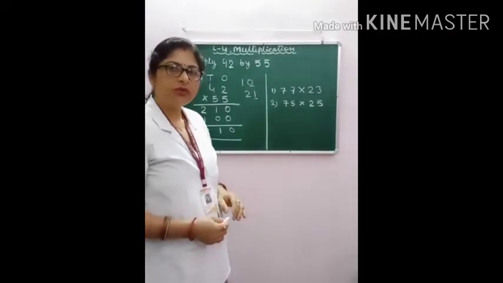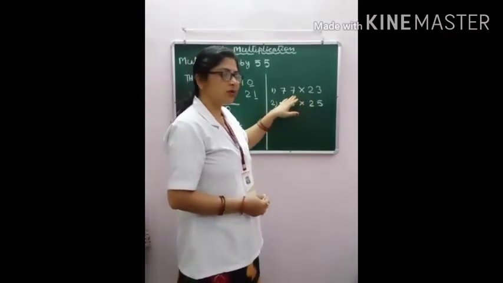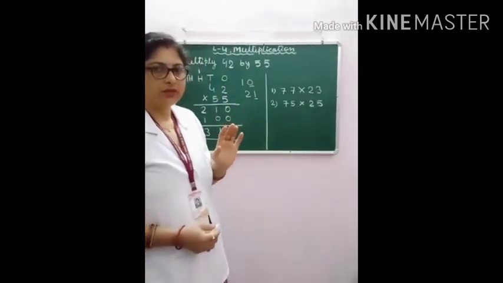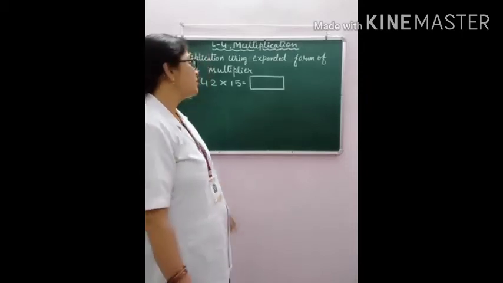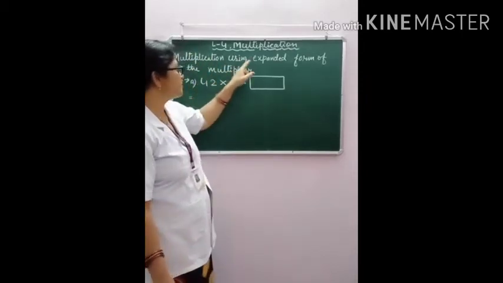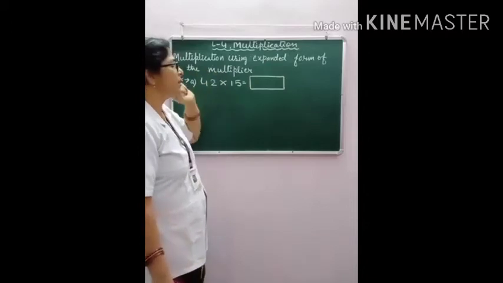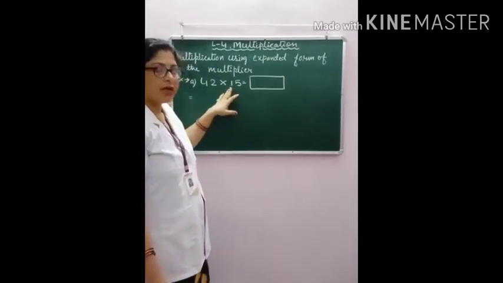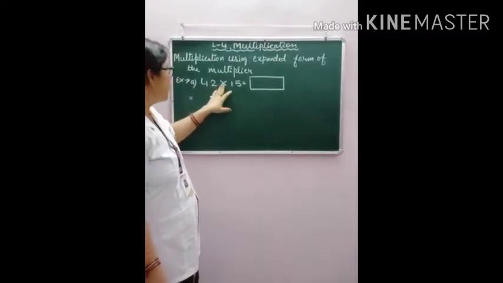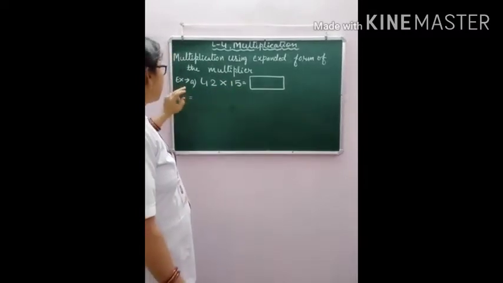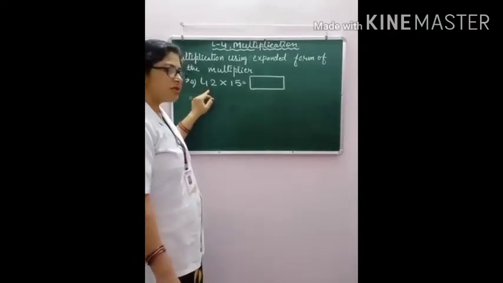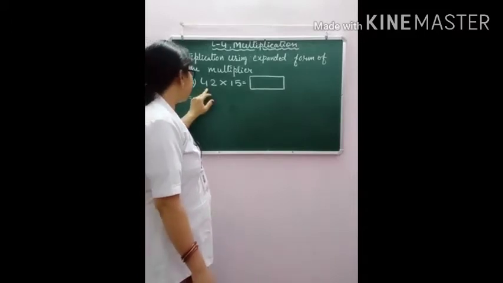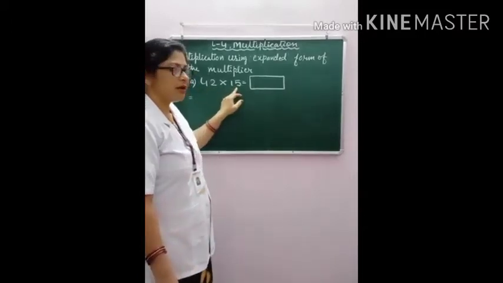Children, what you have to do? You have to arrange these numbers according to their places first. Then after, you have to multiply the numbers. Children, our next topic is to do multiplication using the expanded form of the multiplier. Look, I have already written here an example. 42 multiplied by 15. So, in this example, which one is the multiplicand and which one is the multiplier? Here, 42 is the multiplicand and 15 is the multiplier.